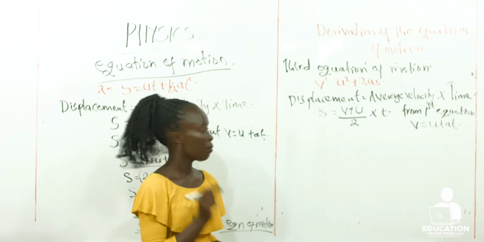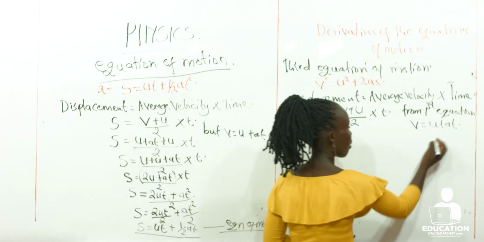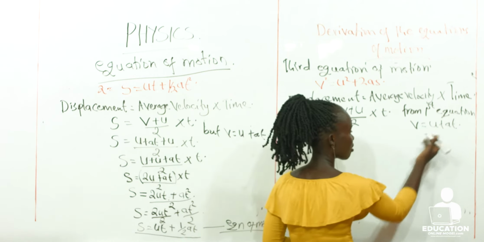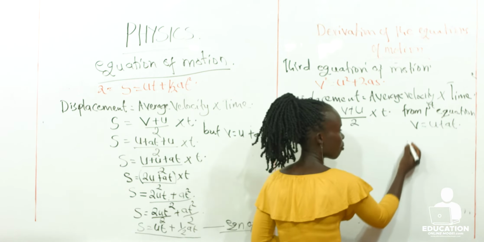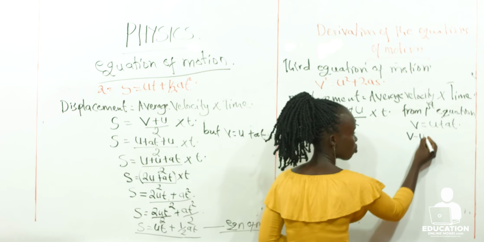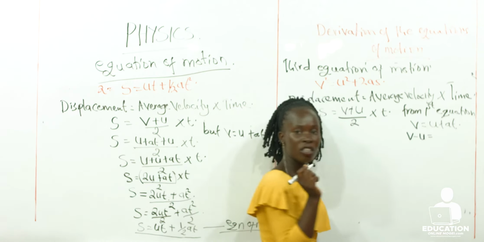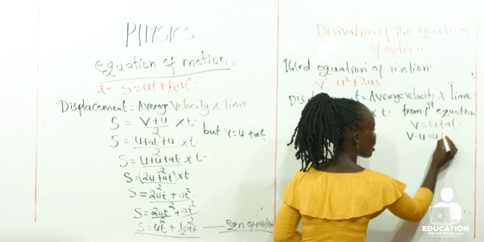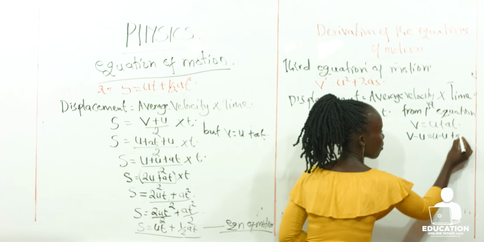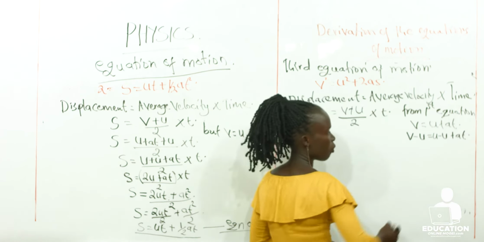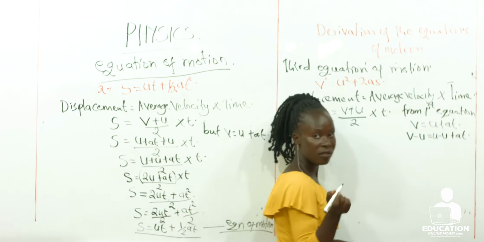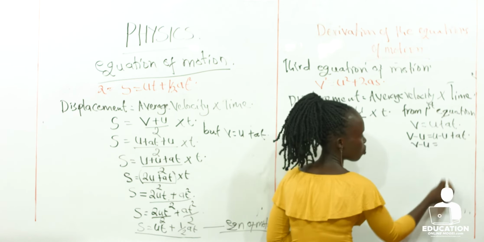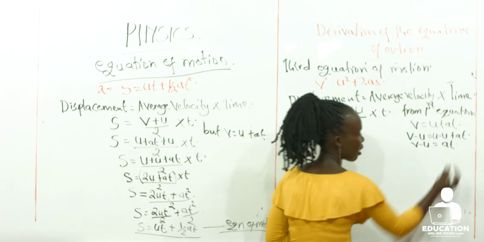So let's look at this. We make this the subject. How do we make it the subject? By eliminating this. We bring u to this side by making it v minus u is equal to, as we are subtracting u from both sides. Here we shall have u minus u, then plus at. When you get u minus u, you get 0. So we have v minus u is equal to at.